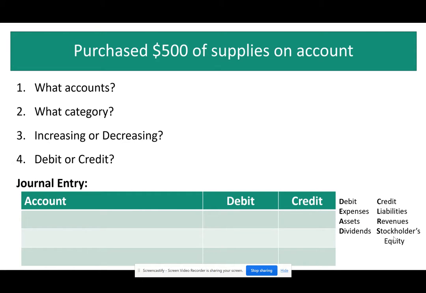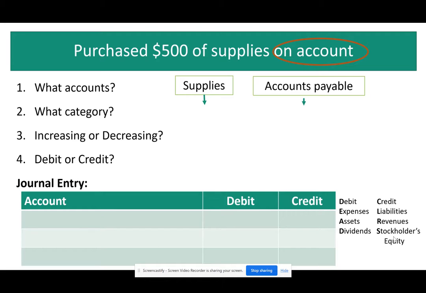Let's look at another example. Here we've purchased $500 of supplies on account. So again, we have to say, what are our accounts that we're dealing with? Well, in this case, it's going to be supplies and accounts payable. We're buying supplies. Supplies is a resource. This is an asset we're purchasing. And then we know it's accounts payable because there's a certain magic phrase in this one, on account. That means we have not yet paid, but we're going to be paying soon. And because we're the ones making the purchase, in this case, it's accounts payable.